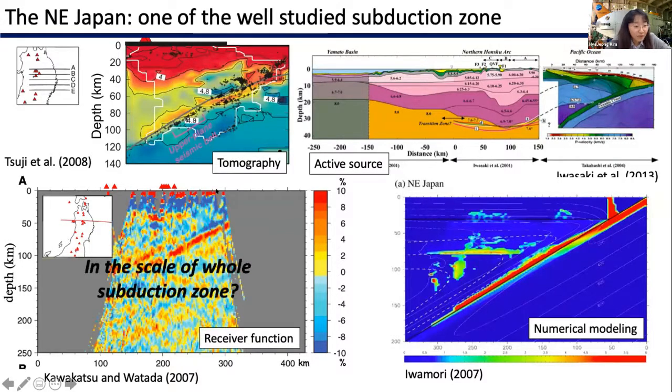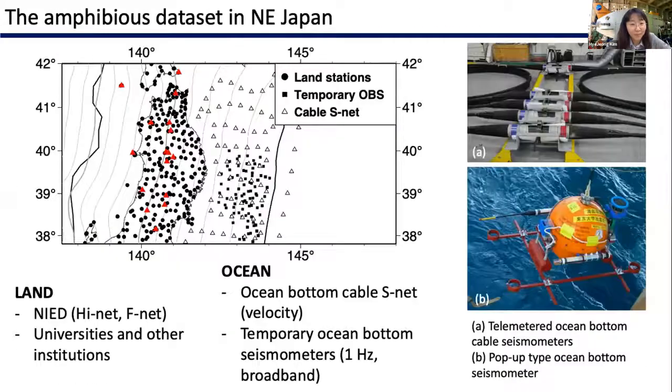So we attempted to use the passive method across the whole subduction zone to allow it to be understood in a better way. The data set we used is shown in this map. You can see lots of dots. These are all seismic stations. They are covering both land and ocean. In the ocean part, it includes the telemetered ocean cable network, S-net, which has been very famous recently. And there have been many temporary OBS arrays for various scientific purposes. Those are all included for the analysis.